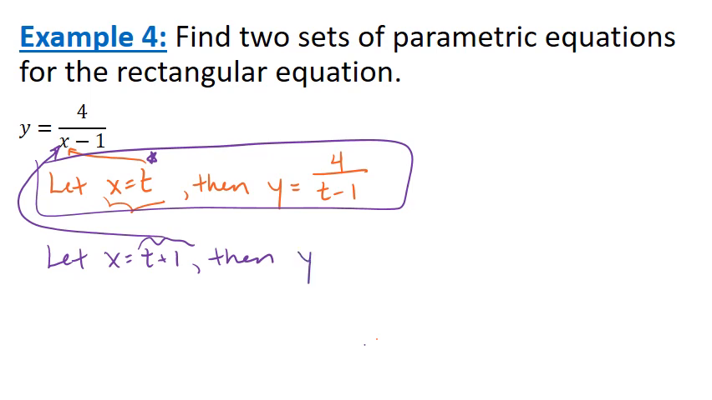Okay, so y is 4 over x, but instead of x, we have t plus 1. And then minus 1 from our equation here. Well, here, the plus 1 and minus 1 cancel out. So really, the y equation is 4 over t. Excellent. Here is my second of 2 sets of parametric equations. And I am done. Isn't that amazing?